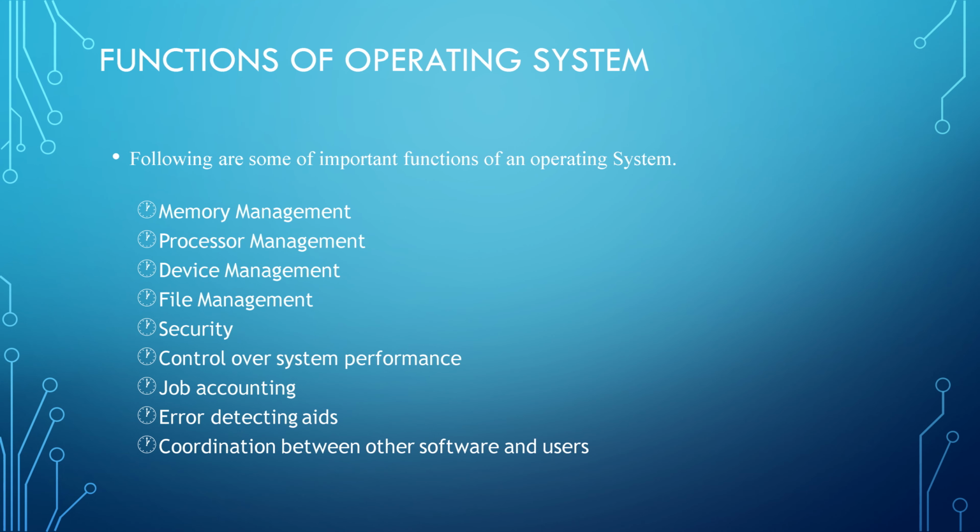We have some functions of an operating system, and they are: memory management, processor management, device management, file management, security, control over system performance, job accounting, error detecting aids, and coordination between the other software and users.